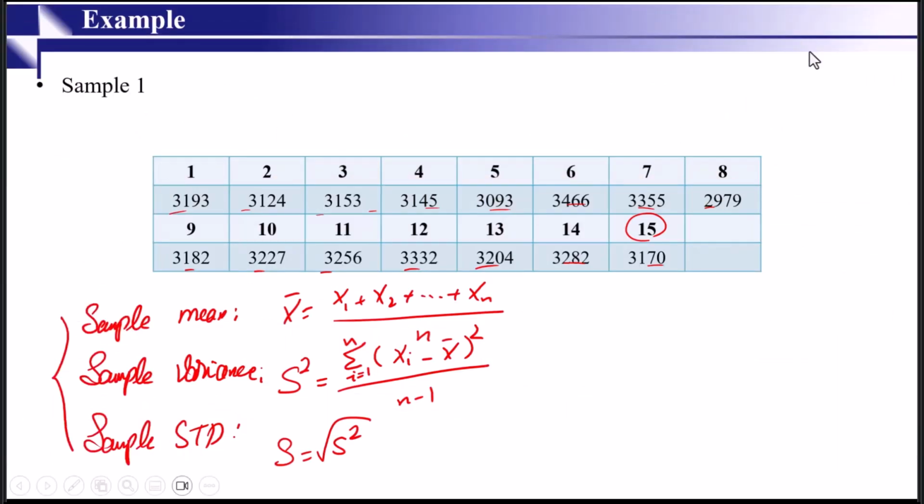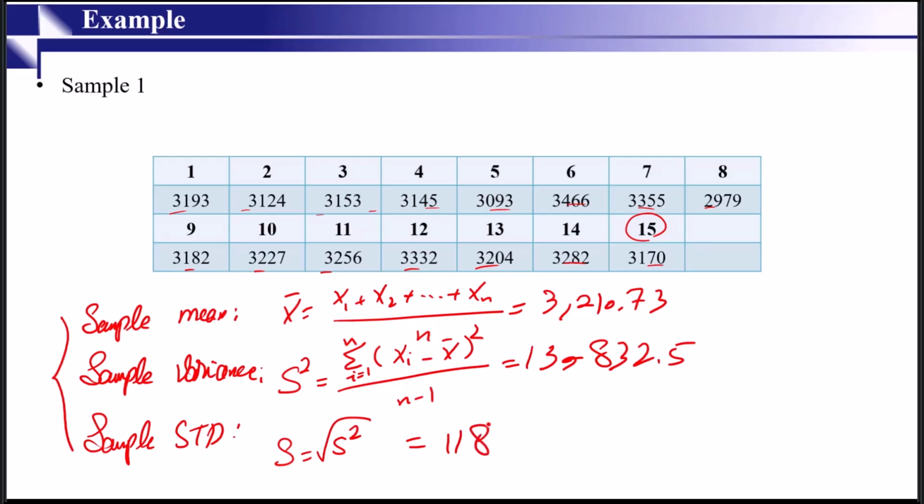So we found that the sample mean is equal to 3,210.73. Then the variance is 13,832.5, and the standard deviation is 118, right? These statistics give us a snapshot of the sample and help us estimate population parameters. But the question is, how close is the sample mean to the population mean? In order to increase the accuracy, we need to take more samples.